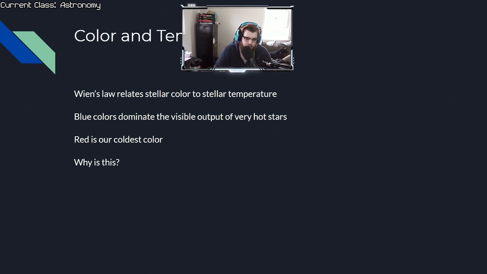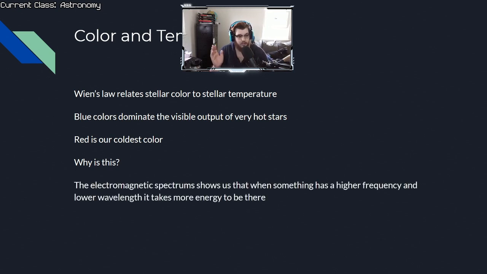Now, why is blue the hottest and red the coldest? Well, we have this thing called the electromagnetic spectrum. It's our list of colors and everything like that, right? On the one side, we have radio waves, and on the other side, we have gamma rays, and it goes through all these other ones. In the middle, we have our visible light spectrum. So we have red and we have violet, right? Roy G. Biv, that's how it goes.